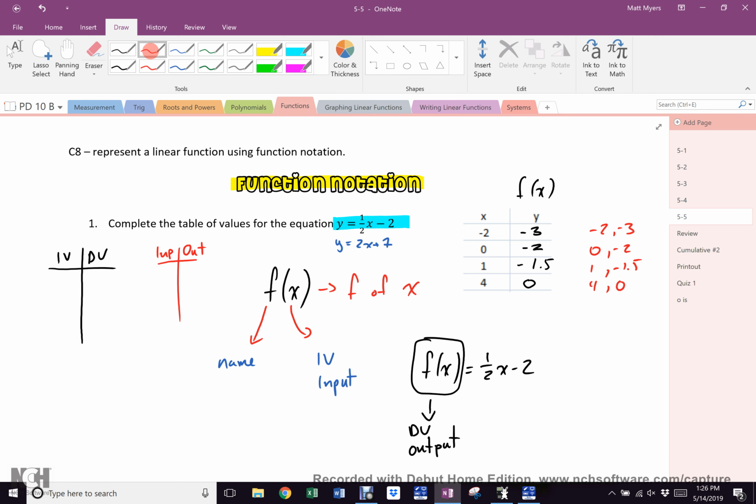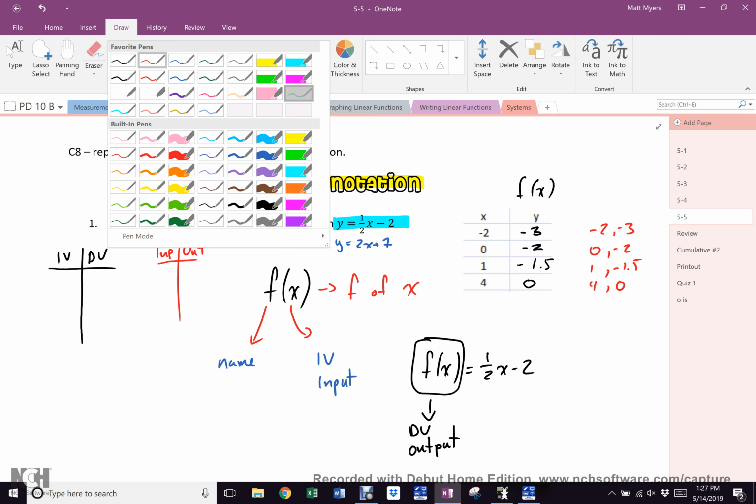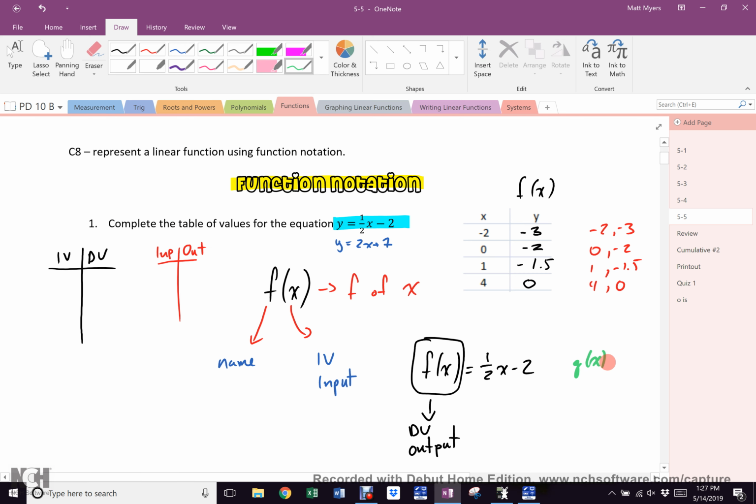Now, if I wrote this, g of x equaled 2x plus 7, and here, I shouldn't use red because I used red there. Wait a minute, let me fix this problem for us. G of x equals 2x plus 7, and I wrote g of x here. Where would I now put those? I would put them in to g of x. If it was f of x, I would put them in there.